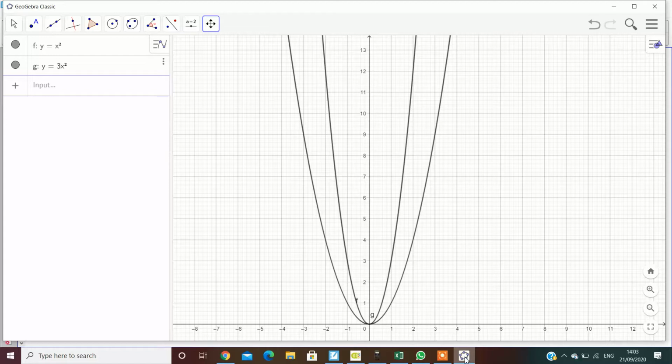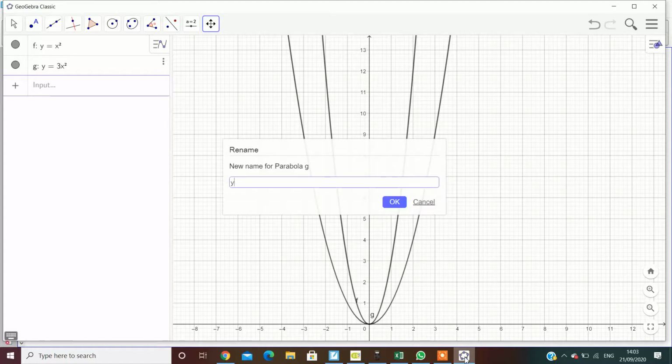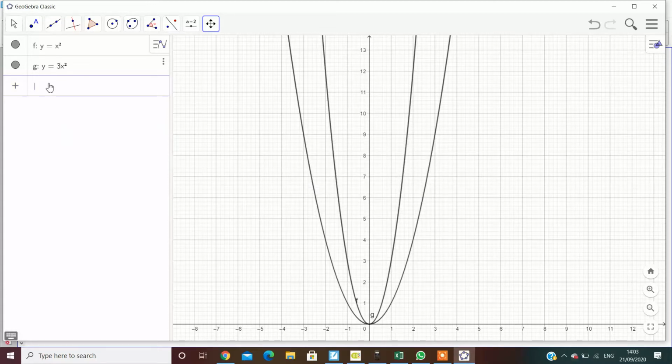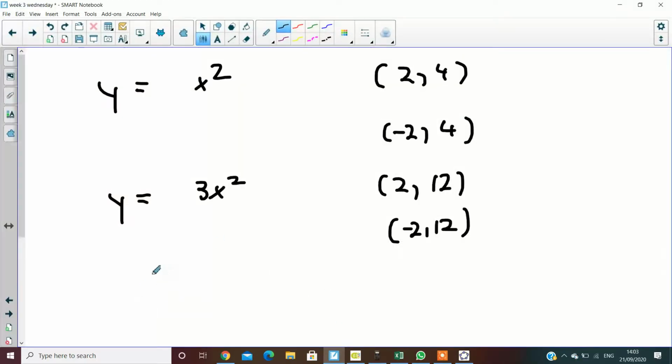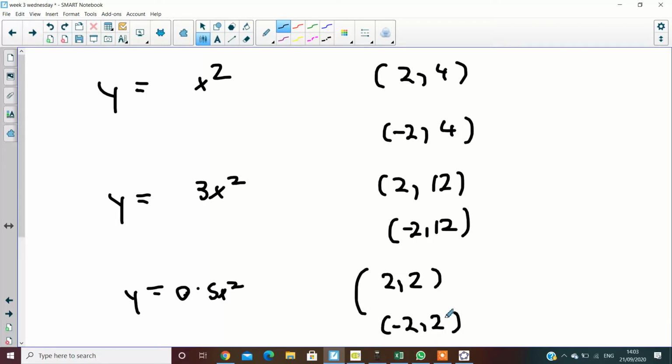Next thing I'm going to do is y equals a half x squared. All right, next one. Y equals 0.5x squared. What do you think about that one then? It's broader, isn't it? Can anybody explain why it's broader? Wherever your old output was, it's going to get halved, isn't it? So you'd have 2, 2 and minus 2, 2 instead. So that's why it's much broader. Is that all right with you guys? That's the effect of the coefficient in front of the x squared.